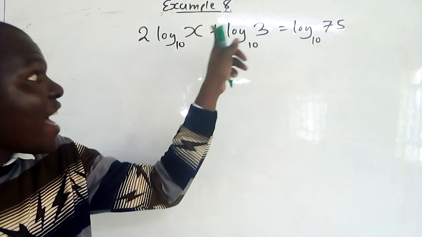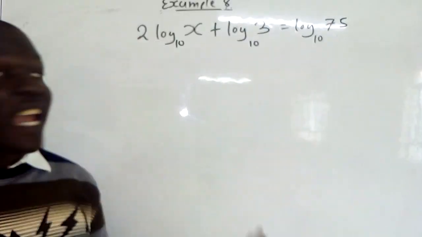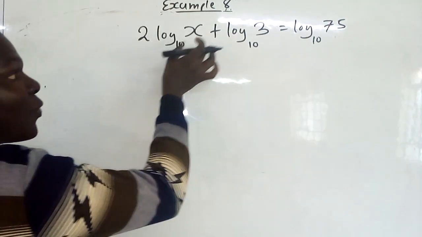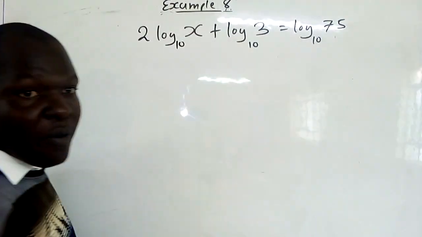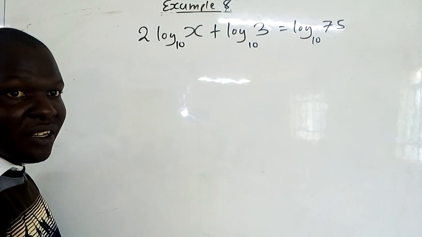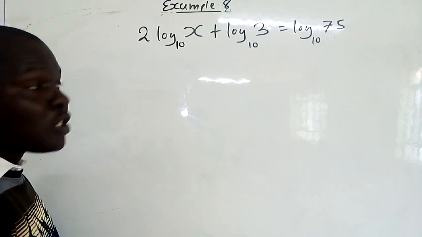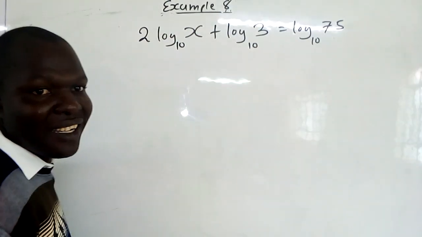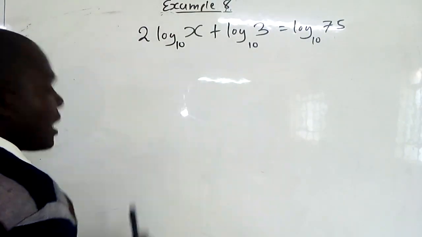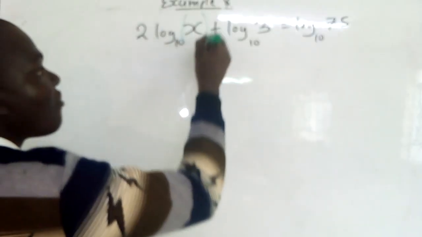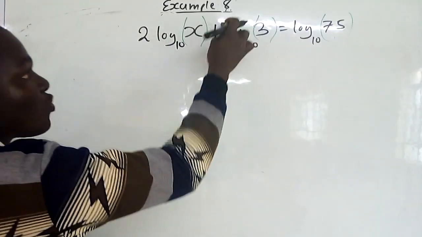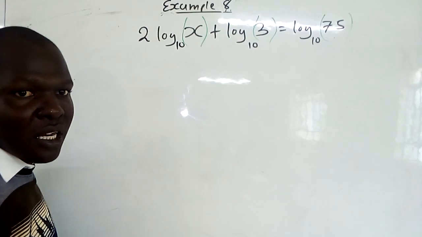The same base, with any addition or subtraction sign, or no sign at all between the logarithms. From here, we have base 10, base 10, base 10, meaning we can use the laws of logarithm because we have the same base. So first step, you get rid of the coefficients. So 2 becomes the power of everything. The coefficient here is 2, here is 1, and here is 1.